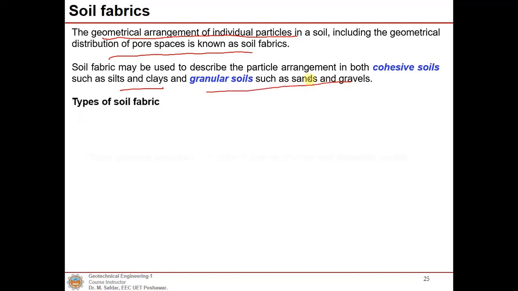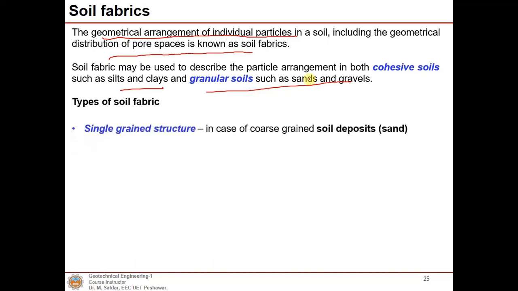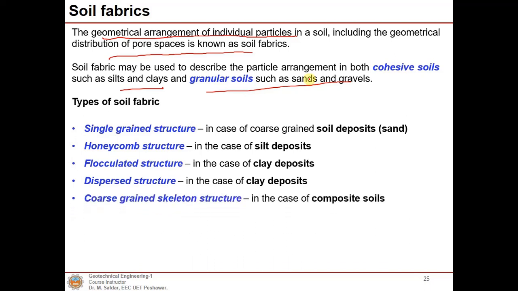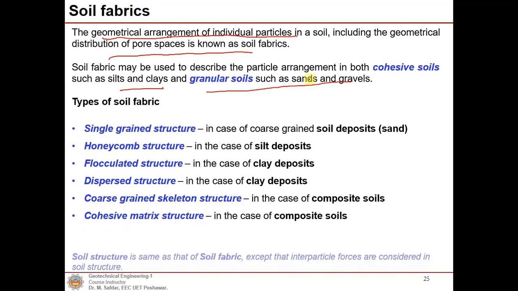Now there are different types of soil fabric. For example, single grain structure, which is found in sandy or cohesionless soils; honeycomb structure, which is found in silt deposits; flocculated structure, which is found in the case of clay deposits; dispersed structure, which is found in the case of clay deposits; coarse-grained skeleton structure, that is found in the case of composite or mixed soils; cohesive matrix structure in the case of composite soils.